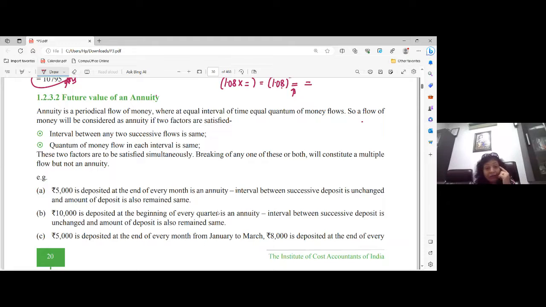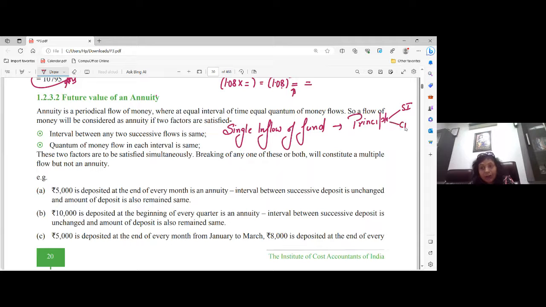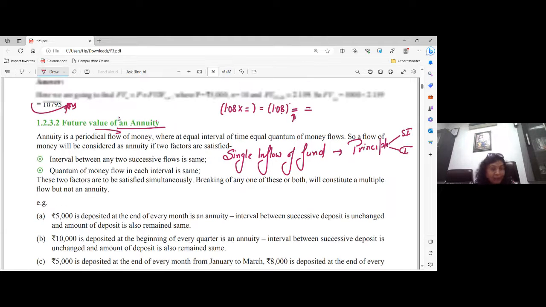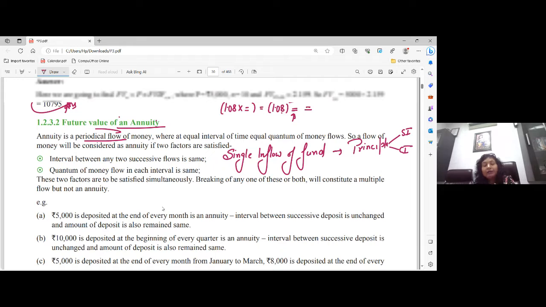So when we have a single inflow of funds, then that is the concept of your principal, and this is related to either simple interest or compound interest. But the next concept is annuity. Annuity is periodical flow of money. That means you are sending money periodically, means the interval has been defined.